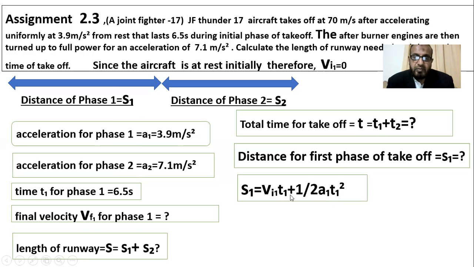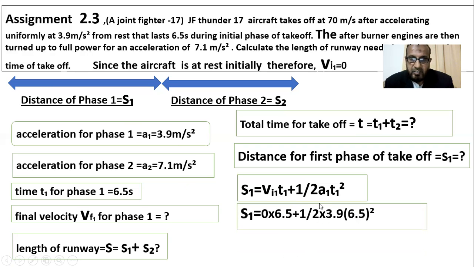So T1 will be replaced by 6.5 seconds, and acceleration A1 for the first phase is also given, that is A1 is equal to 3.9 meter per second square. So A1 will be replaced by 3.9 meter per second square. T1 squared will be the same time as for the first phase, that is 6.5. So we will put the values of these variables in the equation and we will get this equation.